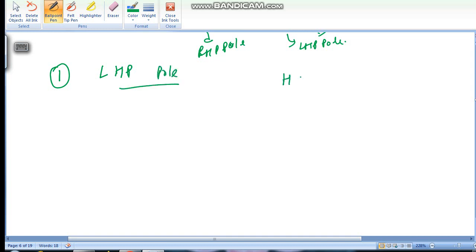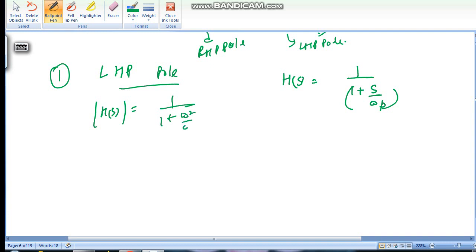Say we consider transfer function equals 1 by (1 plus s by omega p). Okay, so this is our left hand plane pole. Now in this case we find out magnitude is given by 1 by square root of (1 plus omega square by omega p square).